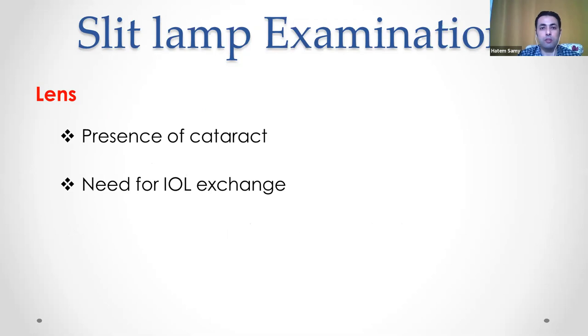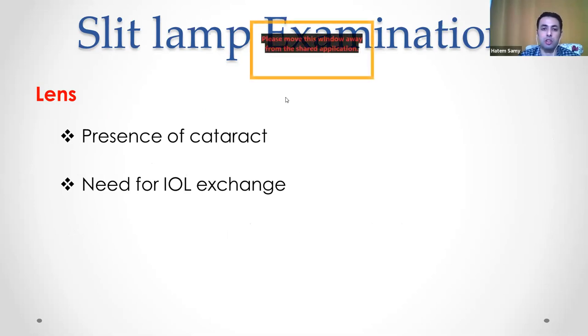We have to check the lens. If there is cataract, we know we need a triple procedure: cataract extraction, intraocular lens implantation, and keratoplasty. In this situation, we have some difficulty regarding IOL calculation, because if there is a corneal opacity or abnormal cornea, we can't get a good keratometry reading. In this case, we depend on the K reading of the other eye, or a standard K reading of 44 or 40.